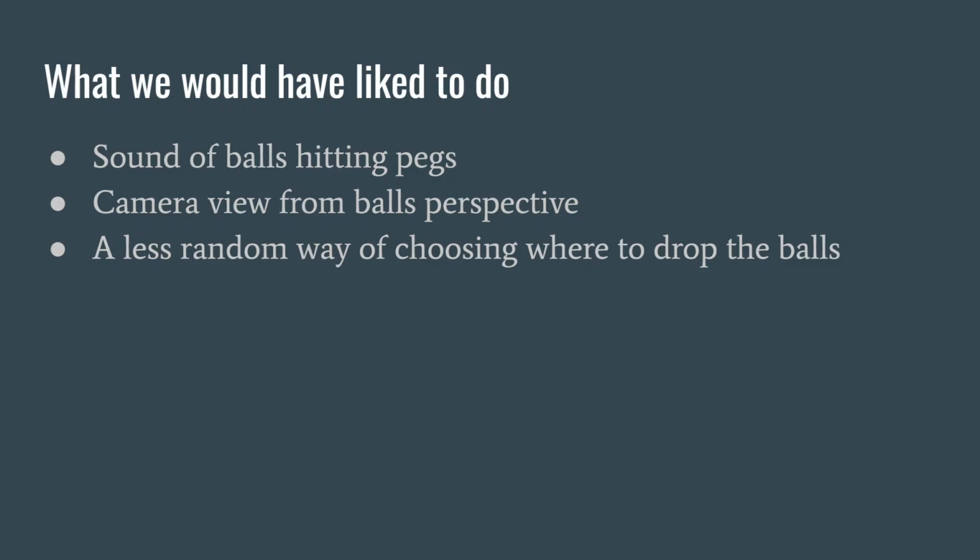Some of the things we would have liked to have done: the sound of balls hitting pegs, like we said before, is a big one. We wanted a camera view so that when you dropped a ball, you would follow its perspective all the way down to the bucket, and a less random way of choosing where the ball drops. Currently, the ball will drop in any random location across the width of the board. Not height, but width, so it doesn't necessarily always start in the middle. But in the real Pachinko game, most of the time you choose where you want to drop your ball.